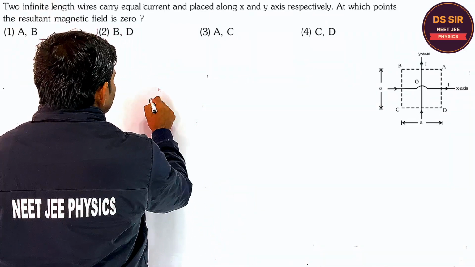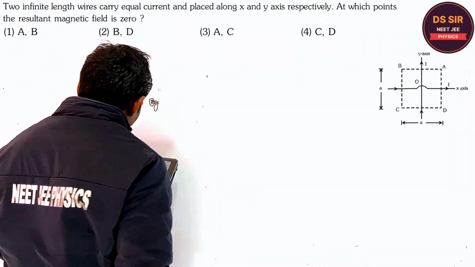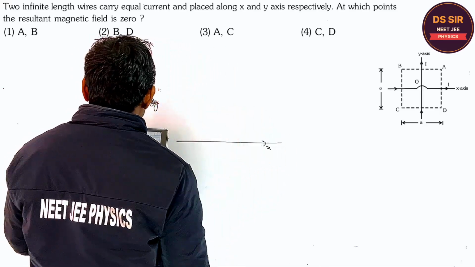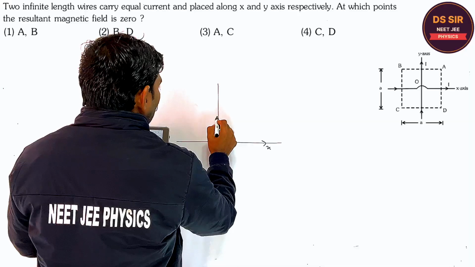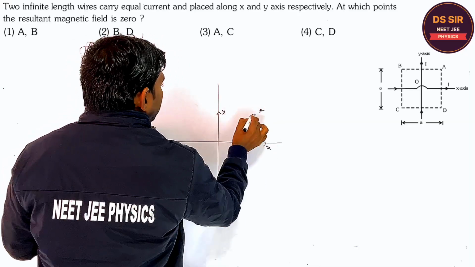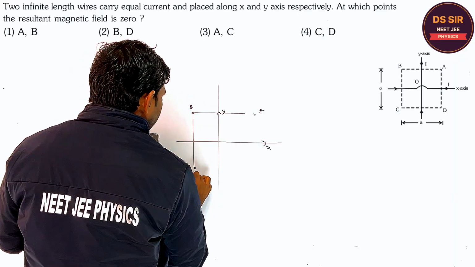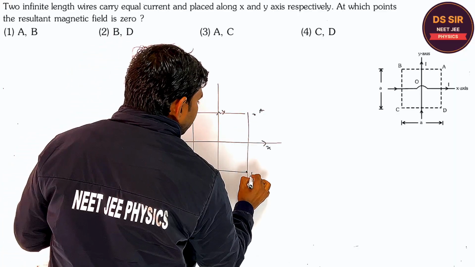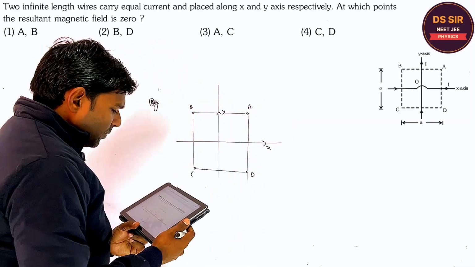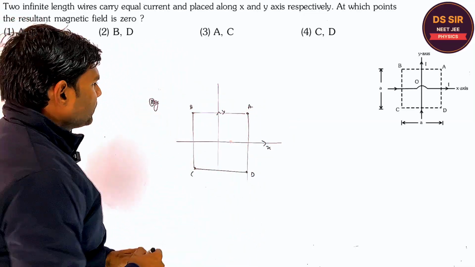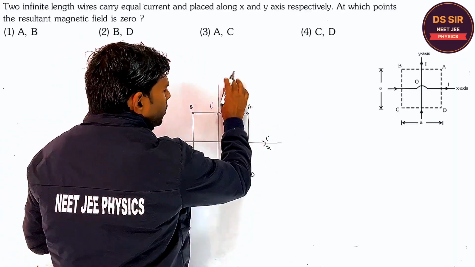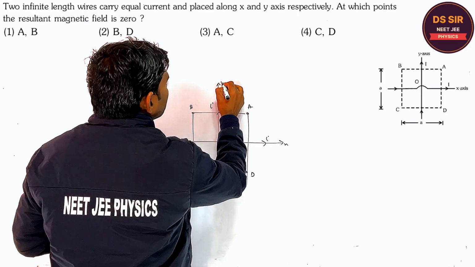So read this question. In this illustration, there are two infinite length wires. This is one wire along the x-axis, and this is another wire along the y-axis, right? These are the 4 points A, B, C and D. They are asking at which point the magnetic field will be 0. So how to find that? It is the current I along the x-axis, and the current I along the y-axis. Are you getting or not?